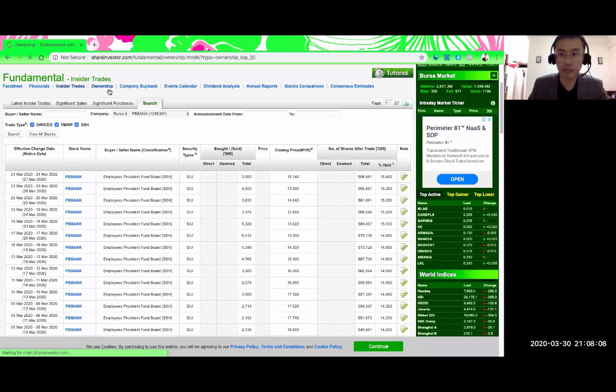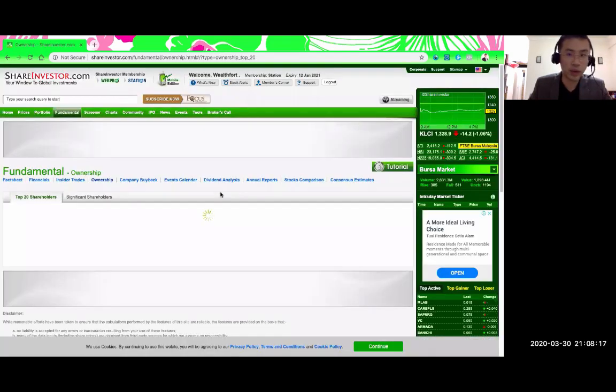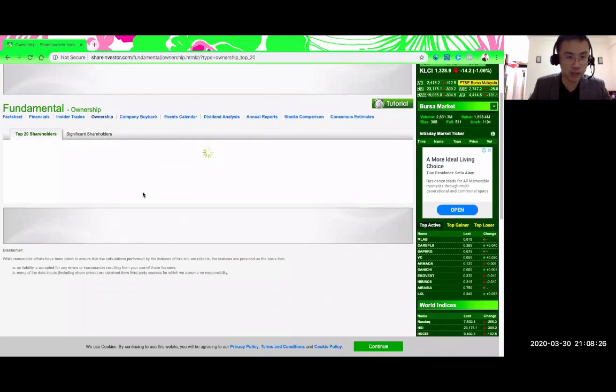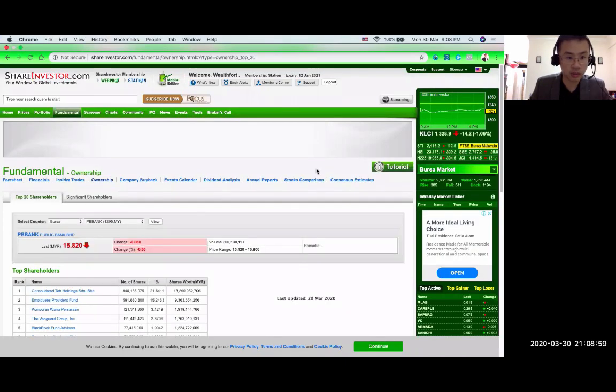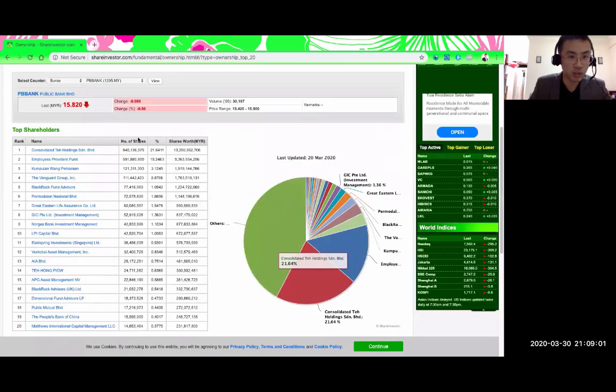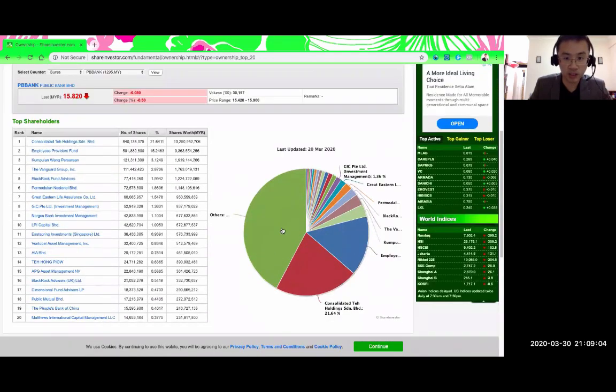Ownership, this is where you can find the top shareholders of the company, and in this case on ShareInvestor Station, you can find the top 20 shareholders of the company. So this is the top 20 shareholders of Public Bank. You can see that number one is Consolidated Teh Holdings. Of course, that belongs to the Teh family. Tan Sri owns 21.64%, and then these are the pie chart. So these are the top 20 shareholders.